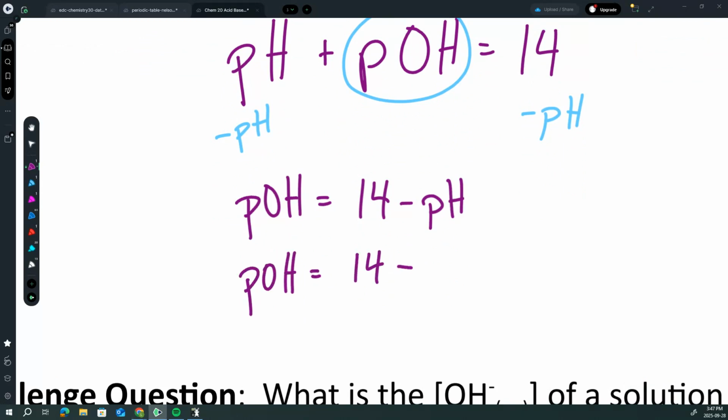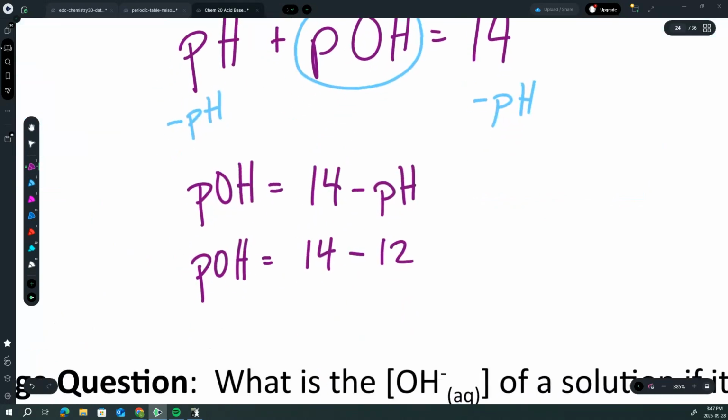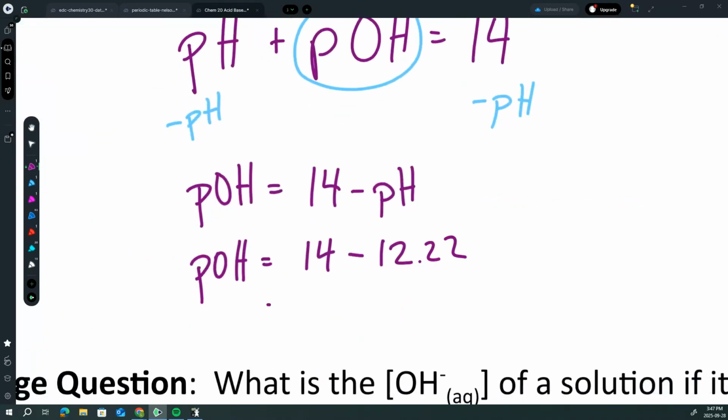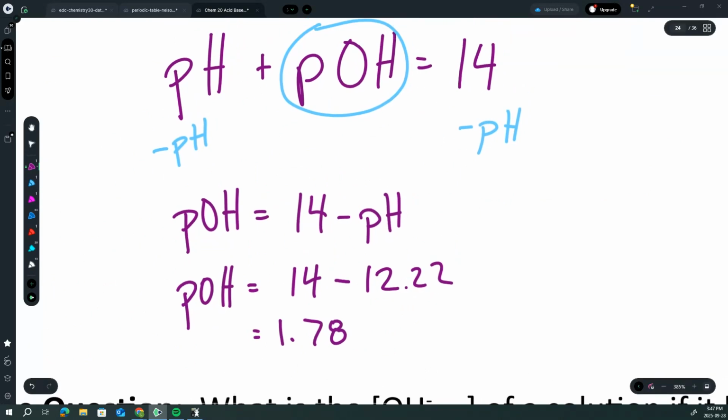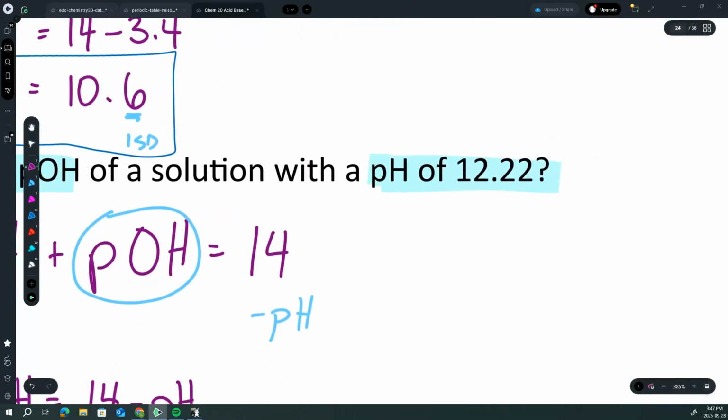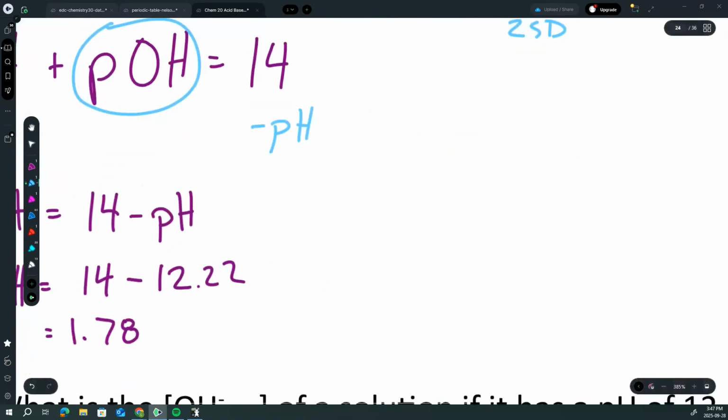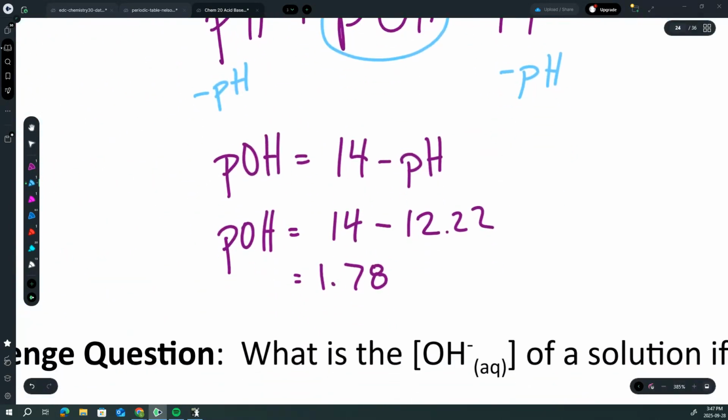So then we have 14 minus 12.22, which is going to give us 1.78. And again, this already has the correct amount of sigdigs because this has 2 sigdigs, and so does this value here. It has 2 sigdigs because we are talking about pOH, so you only look after the point.